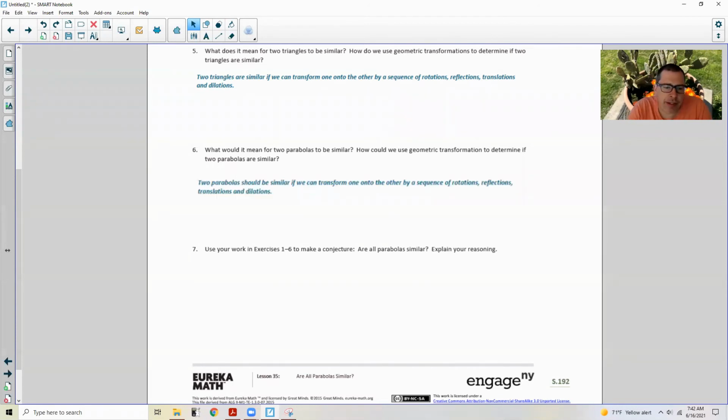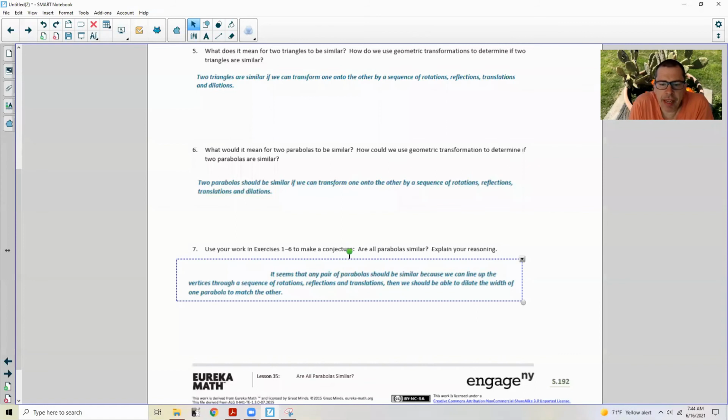Okay, so the answer is basically the same as number 5. Two parabolas should be similar if we can transform one onto the other by a sequence of rotations, reflections, translations, and dilations. Number 7 says to use your work in exercises 1 through 6 to make a conjecture. Are all parabolas similar? Explain your reasoning.